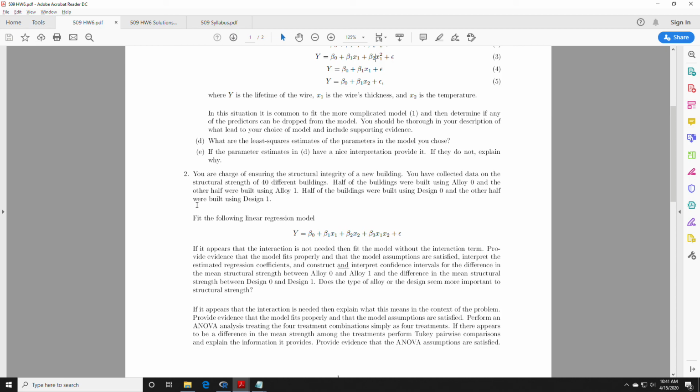I want to save the last 2 lectures for review, so we are going to skip the 2x2 factorial design. Okay, so I plan on my last 2 lectures being review. All right.